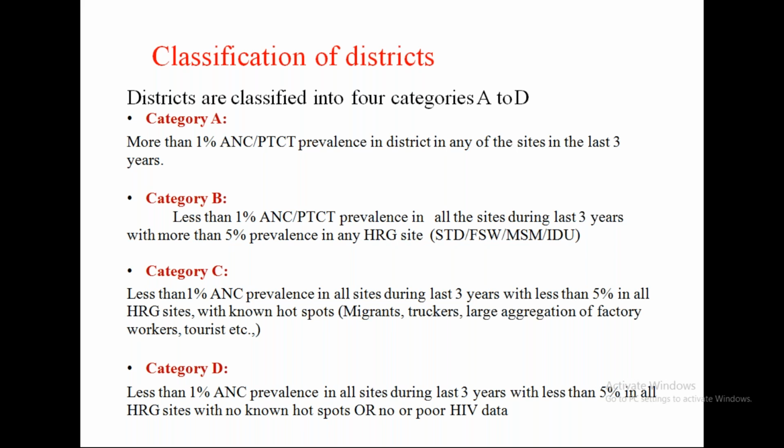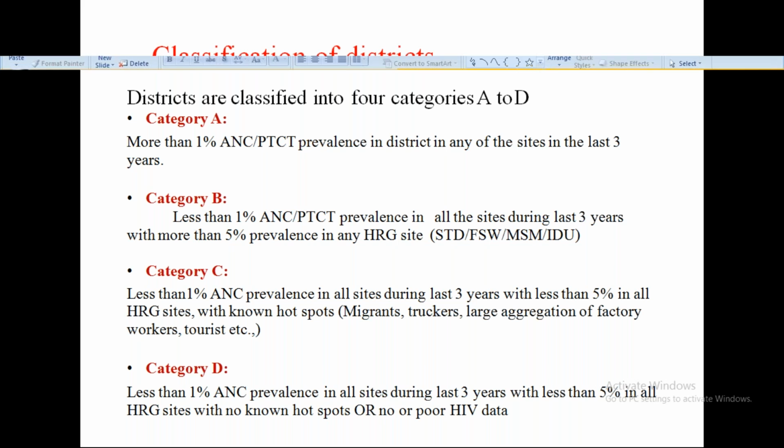Then if you look at category C, less than 1% antenatal prevalence in all the sites during the last 3 years with less than 5% in all high risk group sites, with known hotspots, that is migrants, truckers, large aggregation of factory workers, tourists, etc. And if you look at category D, less than 1% ANC prevalence in all the sites during the last 3 years with less than 5% in all high risk group sites, with no known hotspots or no or poor HIV data. So this is the classification of districts, that is 4 types, A to D. It is based on the prevalence among the ANC or PPTCT for the last 3 years. So based on that, they have divided the districts into category A, category B, category C, and category D.